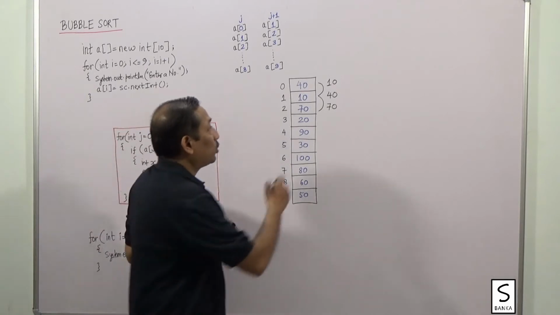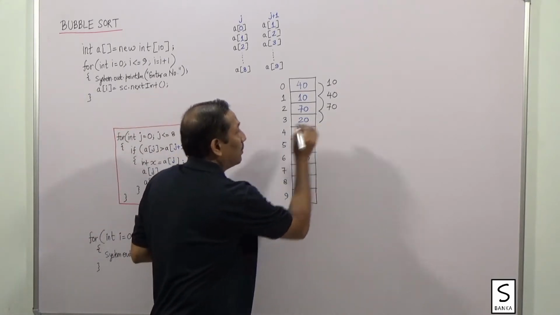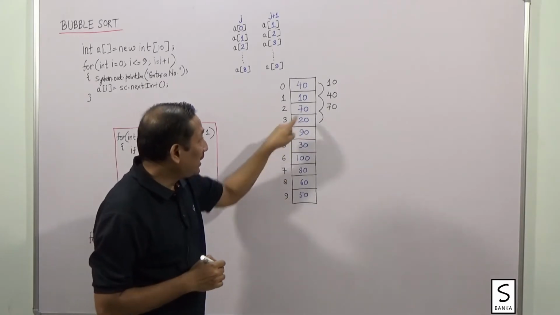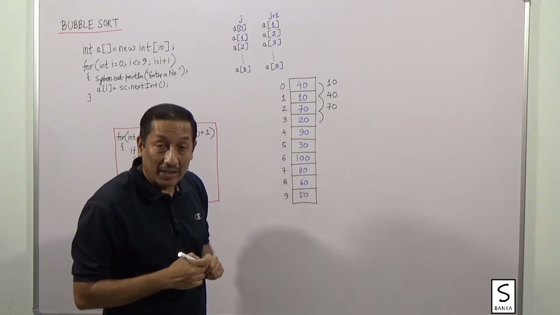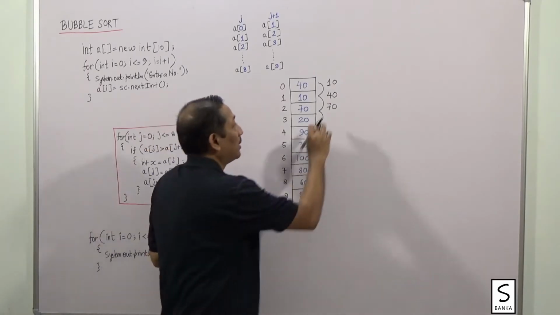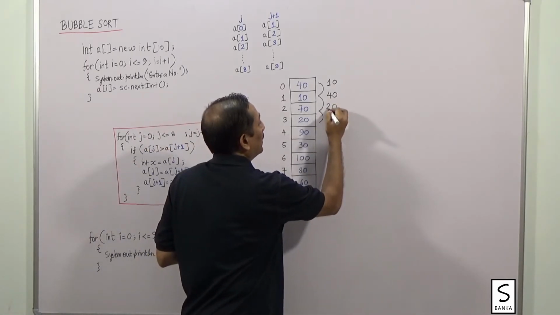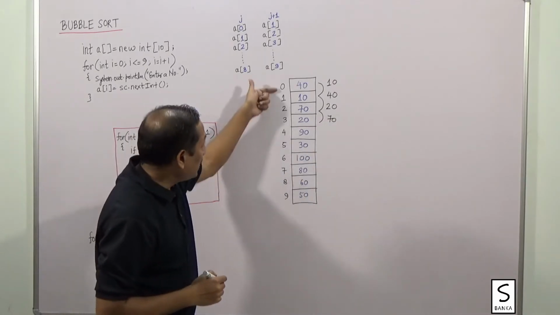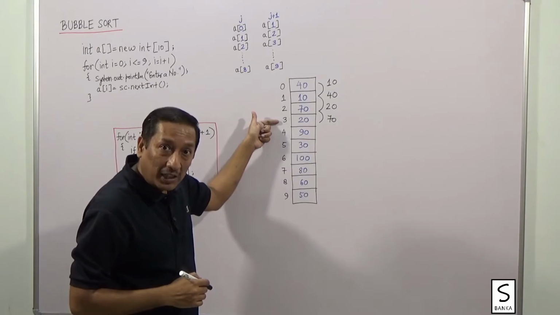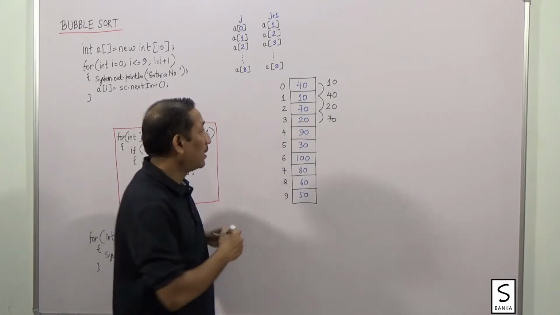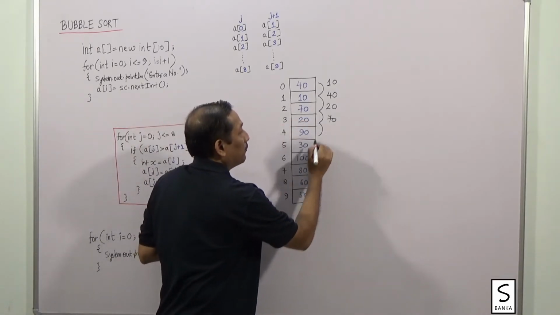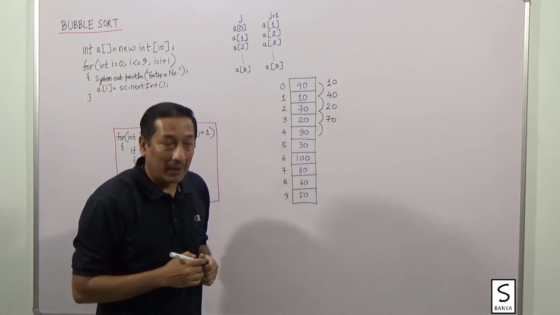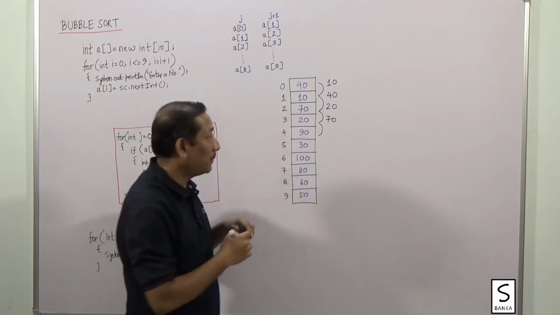Next, A2, which is the biggest of 3, is now compared with the next number, that is A3, that is 20. Is 70 greater than 20? Yes, it is. Hence, it will be interchanged. So now this location will contain 20 and this location will contain 70. So out of these four numbers, you can see now A3 contains the biggest number. Next, it will be compared with A4. A4 is 90 and hence there will be no swapping because 70 is not bigger than 90.